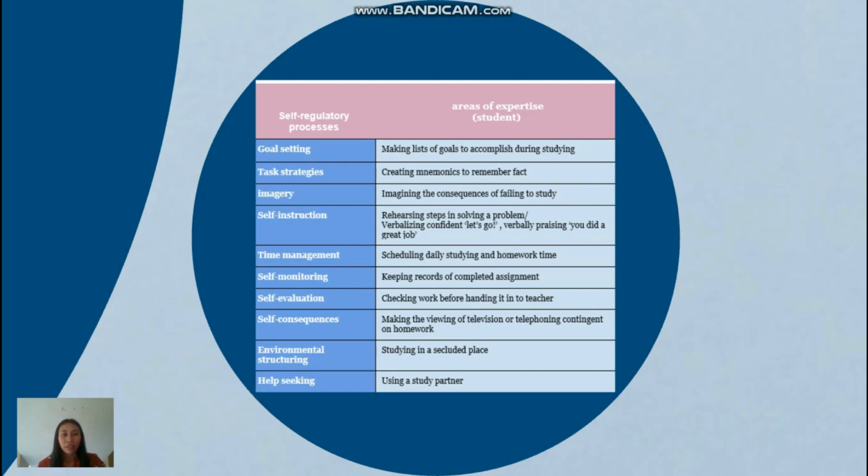Self-consequence is like a reward for yourself after doing the homework. You can do some activities that make you enjoy, like watching TV or anything fun. And the next is environmental structuring. Here, the students set a place where they can work with no distraction. The last is help seeking. The students can use a study partner such as friends, teachers, or the people around them.